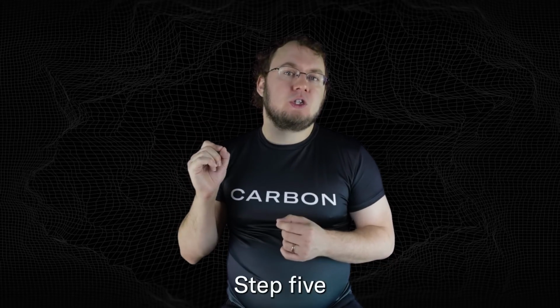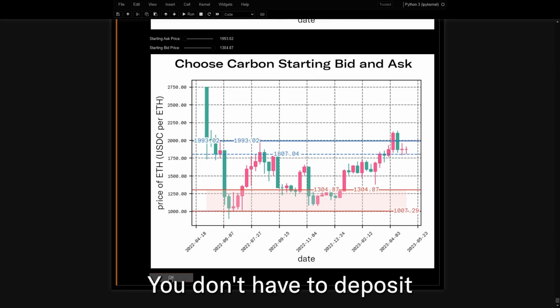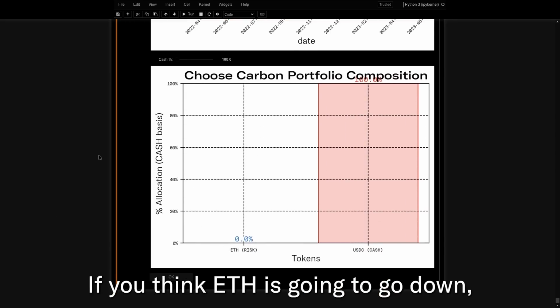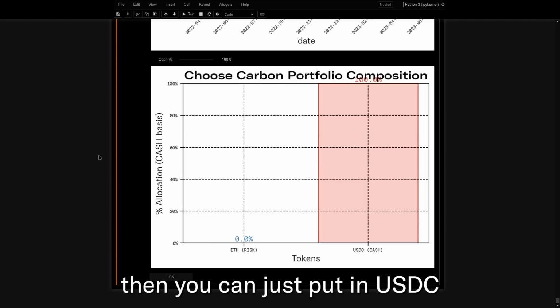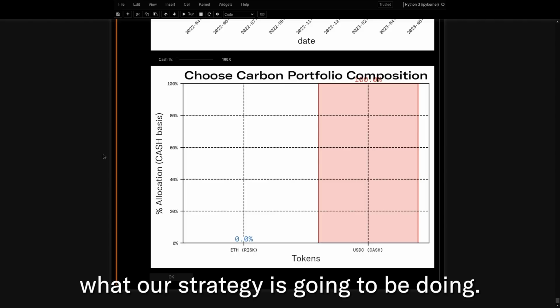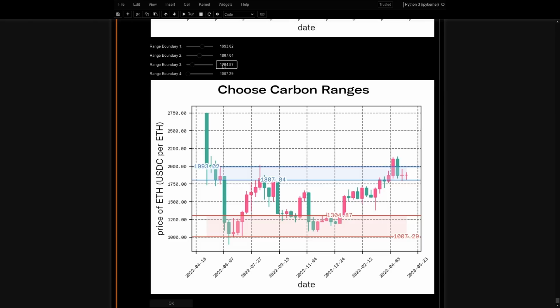Step 5. Choose your portfolio's initial composition. On Carbon, you don't have to deposit 2 assets to start a strategy. If you think ETH is going to go down, then you can just put in USDC and wait to buy the dip. And that's what our strategy is going to be doing. So there isn't anything to adjust. We click the OK button and move on.